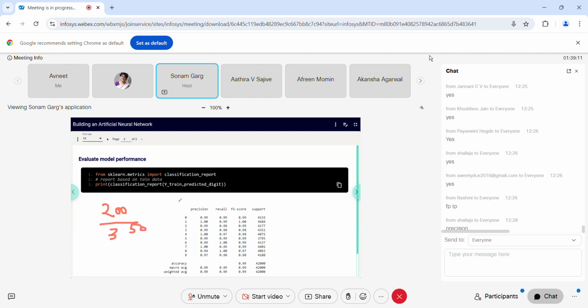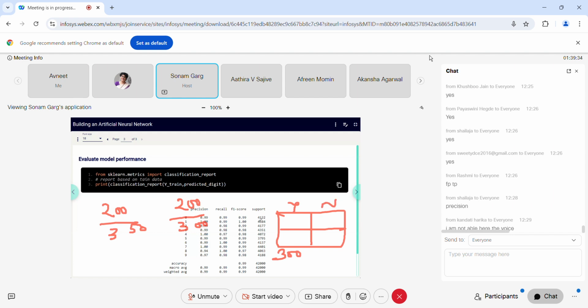Now, if I do 200 by 300, it will give me some other statistic. What does it tell you? In our 2 by 2 matrix, 300 was the total of yes or no. This is the actual and these are the predicted values. 300 data points were predicted yes, whereas only 200 were actually yes. That gives you another type of metric.